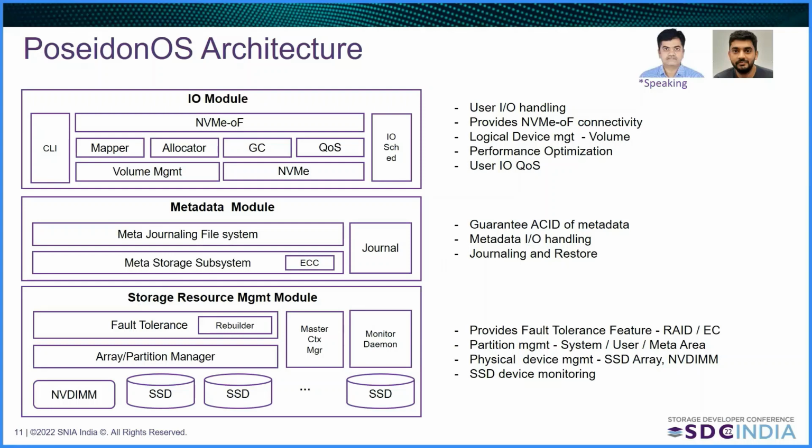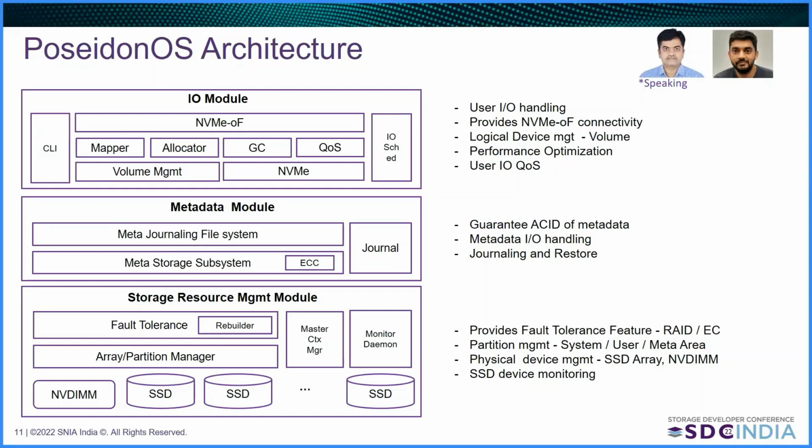Let's have a look at the Poseidon OS architecture. Basically, there are three main modules in Poseidon OS. Storage resource management module handles all the fault tolerance, partition management at system, user and meta area part. It has SSD management, which is the fundamental storage for the Poseidon OS, and all the physical device management is done by the storage resource management module.